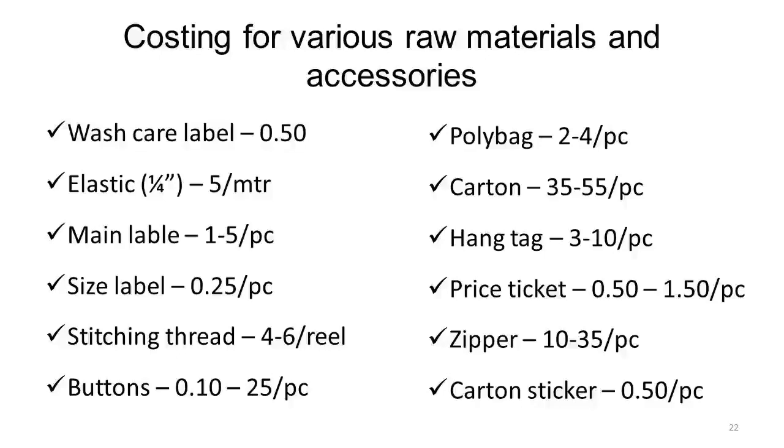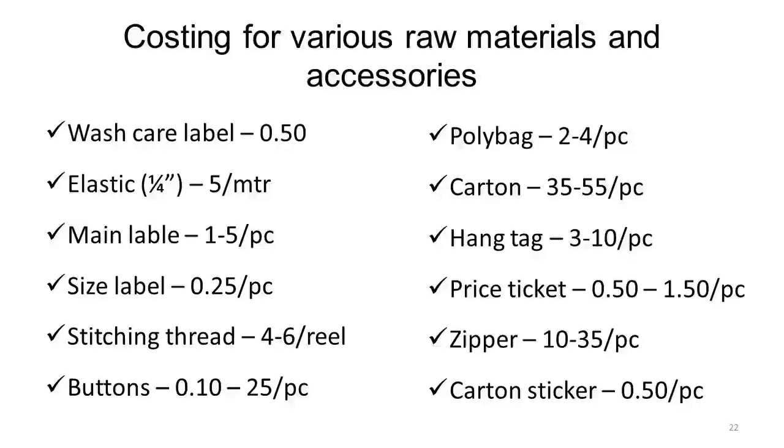Go to slide number 22, and here I have just provided you a suggestive list. It's not a comprehensive list. The list can be very, very long. This is just to give you a fair idea of the cost of various raw materials and accessories. So something like a wash care label comes for about 50 paise. Elastic quarter inch would be about 5 rupees a meter. It can be between 3 to 5 rupees per meter.